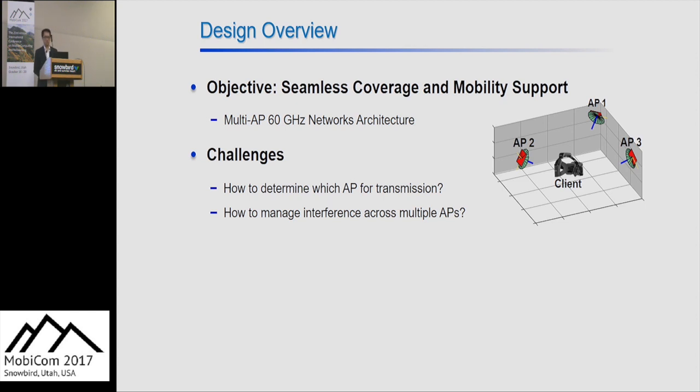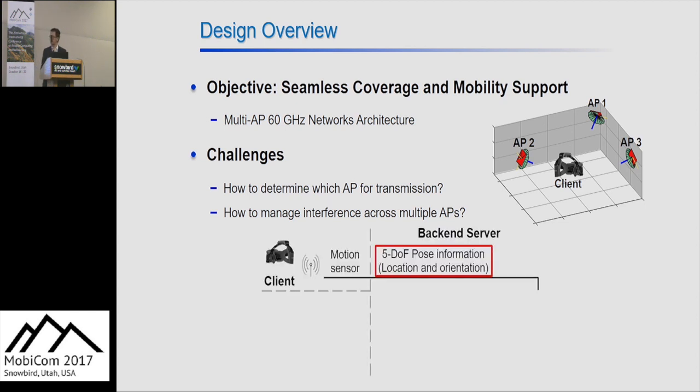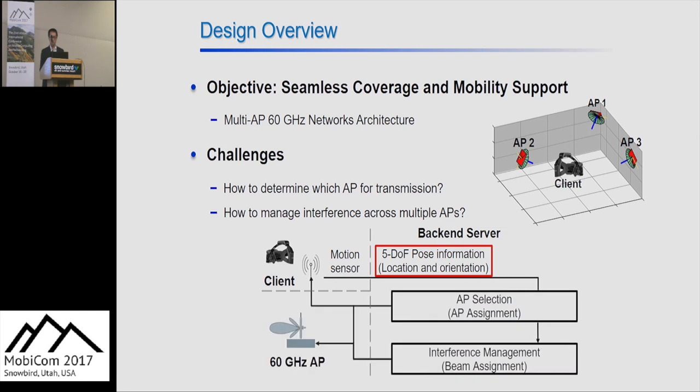To address these two challenges, we take advantage of the 5-degree-of-freedom pose information available from the mobile device and devise two modules called AP selection and interference management to help improve the 60 GHz network reliability and capacity. The pose information is currently available from many mobile devices, such as the VR headset.